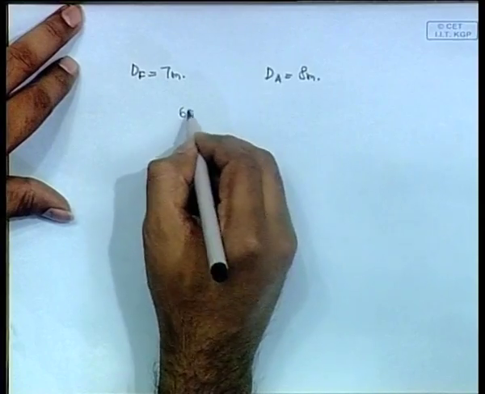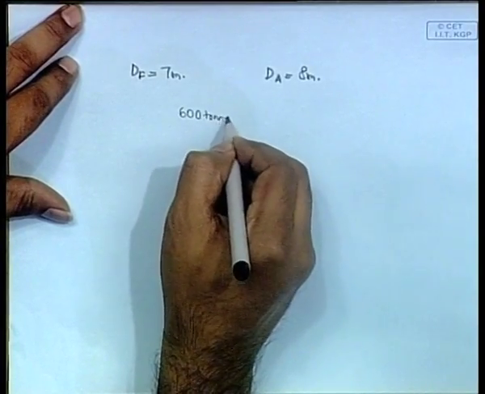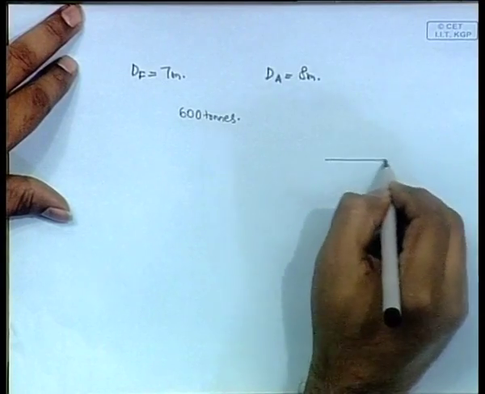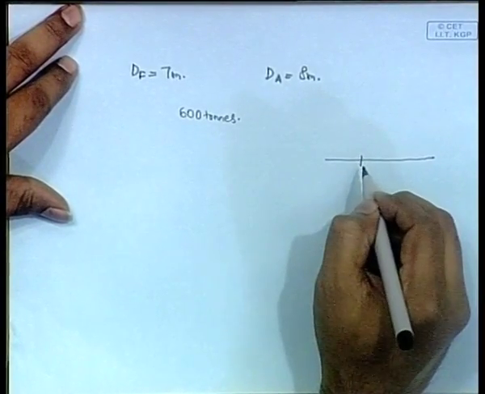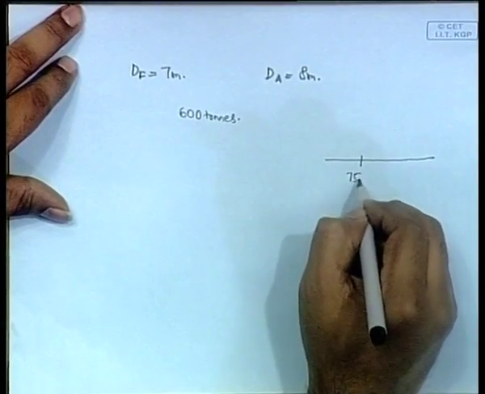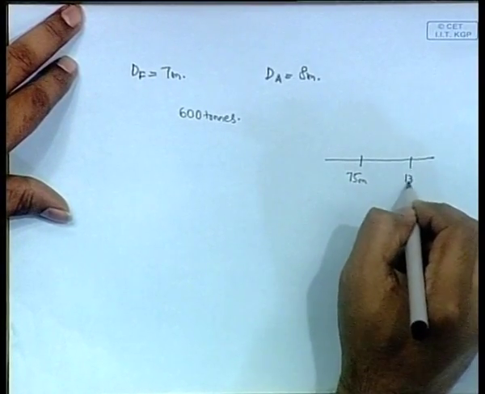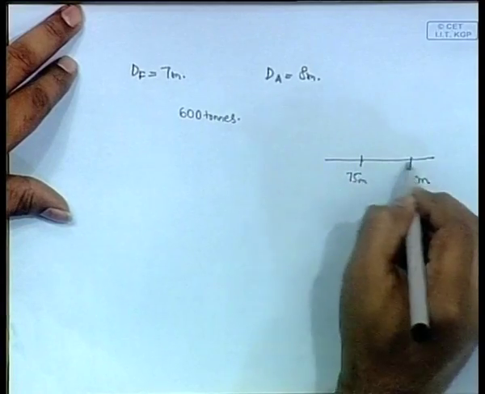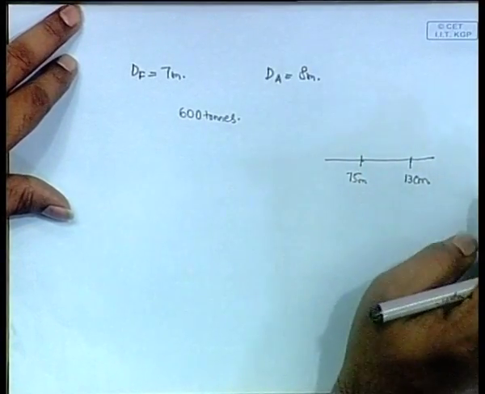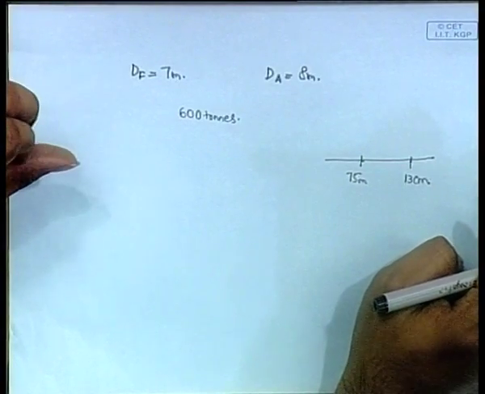So, you are going to transfer 600 tons of cargo between, like if this is a ship, one point 75 meter forward and a region which is 130 meter forward. From here to here you are shifting a weight. So, you are told how much distance it is shifted, that is also told.